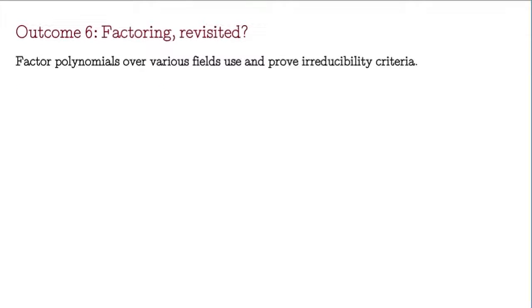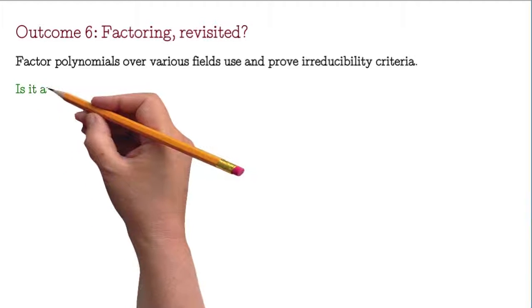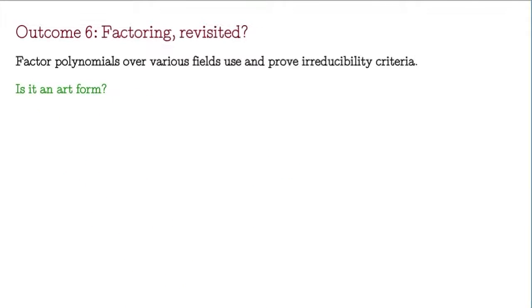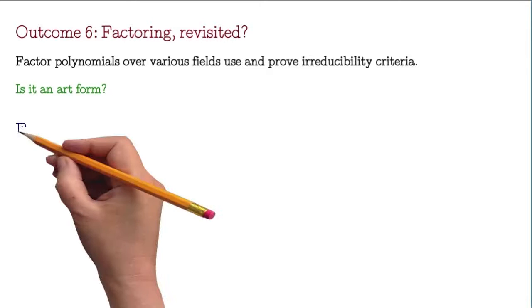Outcome number 6 now has to do with how algebra works in the more abstract context of working inside of a field. So we know, for instance, how to factor some polynomials over the rational numbers, over the integers, over the real numbers. But how does this work in a more general setting? We'd like to be able to determine how to factor polynomials over various fields, and then also to answer the question about unfactorability, to use and prove irreducibility criteria. So again, when we're saying factoring, usually we think of factoring as being an art form, but what we'll see this semester is that there's some things about factoring that can make it more systematic.